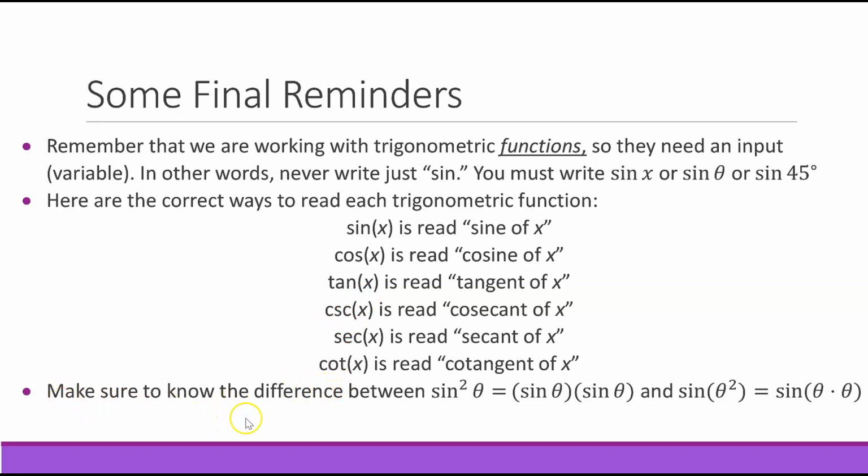I want to make sure that we know the difference between sine squared theta, which is sine theta times sine theta, versus sine of the quantity theta squared, which is sine of the quantity theta times theta, right? So making sure we know that the placement of the exponent matters.